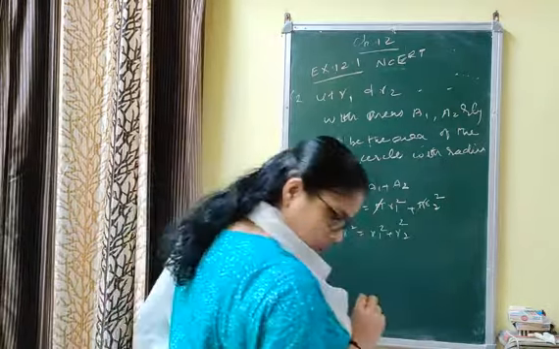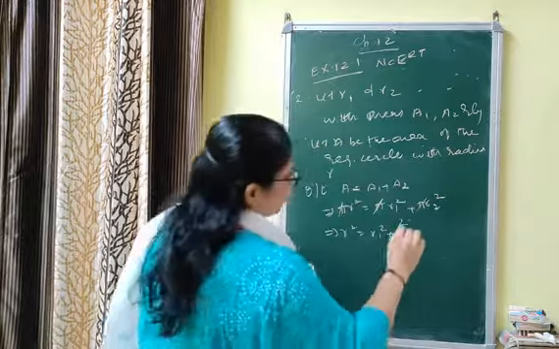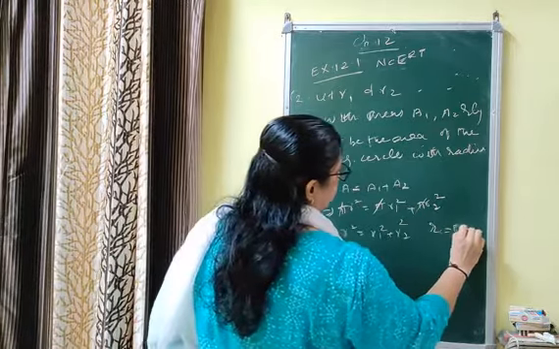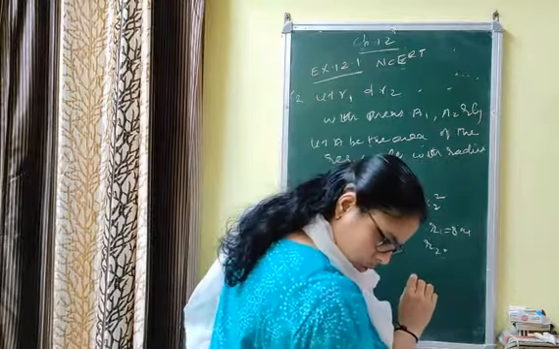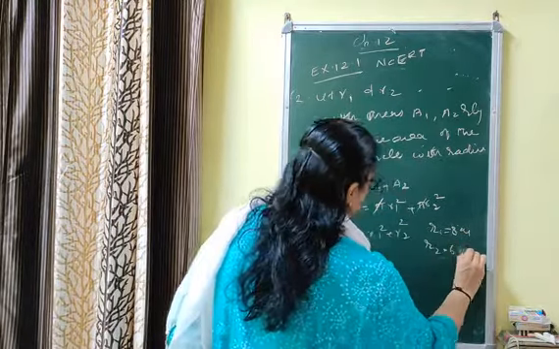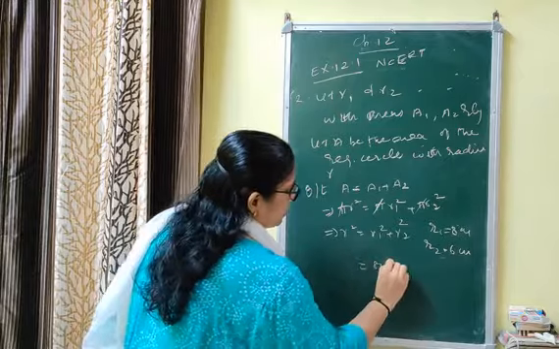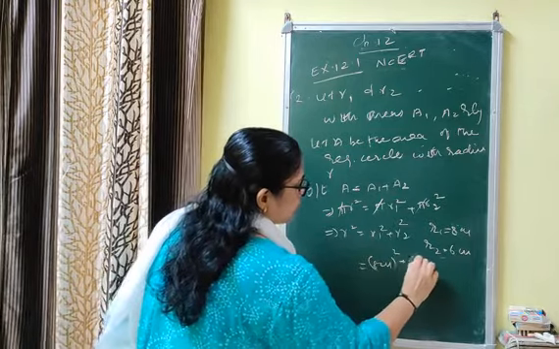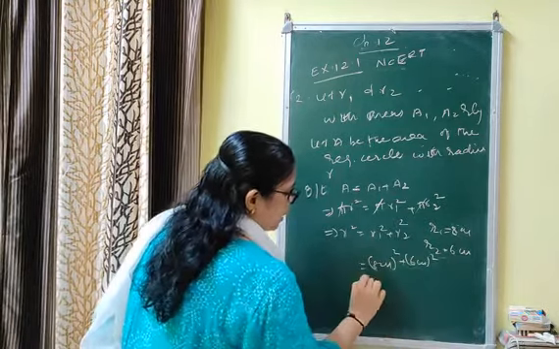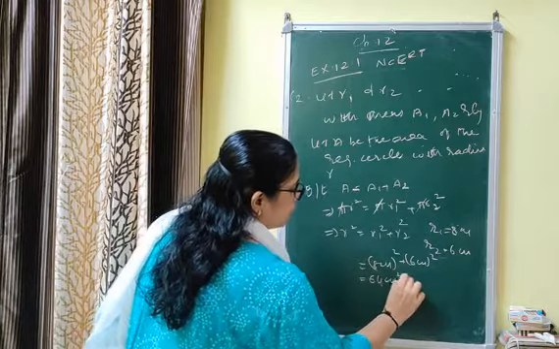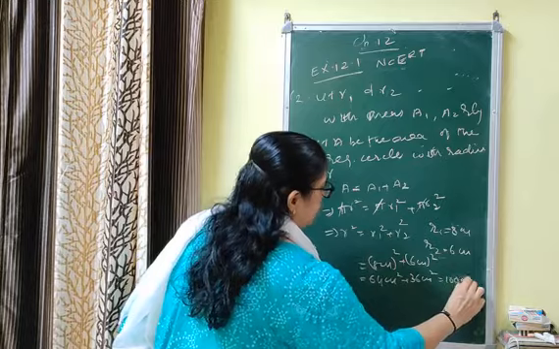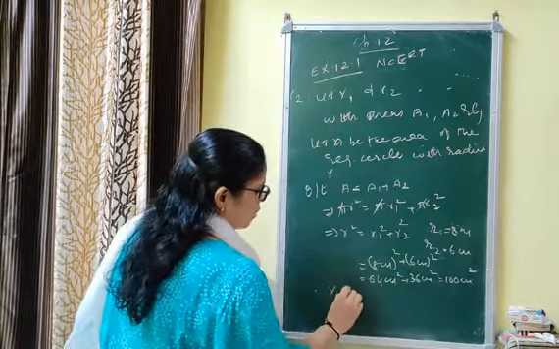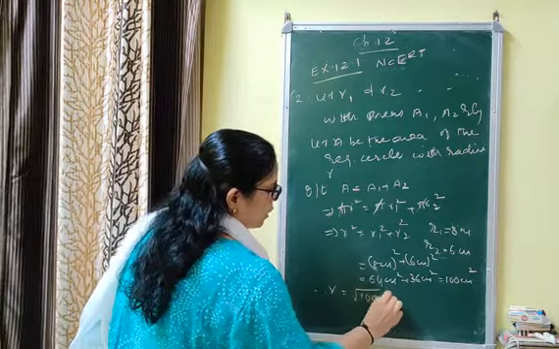What is r? You are given r1 equal to 8 centimeter and r2 is equal to 6 centimeter. By replacing this we will get 8 centimeter whole square plus 6 centimeter whole square, that is 64 cm square plus 36 cm square, that is 100 cm square. Therefore r is equal to root of 100 cm.